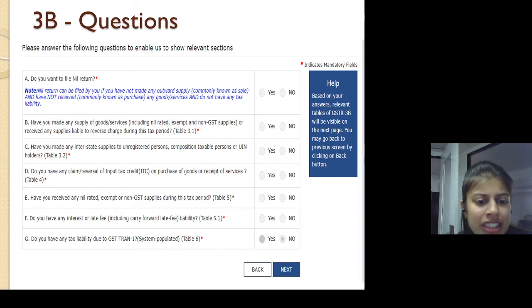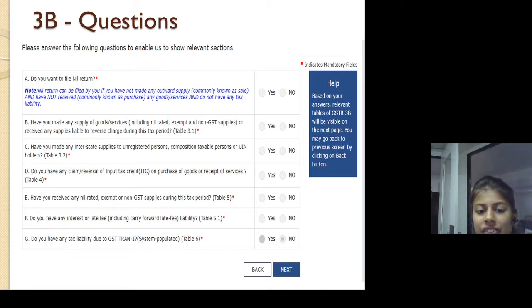Next is, do you have any claim or reversal of input tax credit on purchase of services? That means if you have anything which is input to you, maybe in the form of purchases, expenses or RCM, if you are supposed to take any credit or reverse any credit, then definitely put a yes on this. Next is, have you received any nil rated, exempt or non-GST supplies during the period? This also has no tax impact, but I would definitely recommend that if you know, you must have these details and then you have to fill these details.